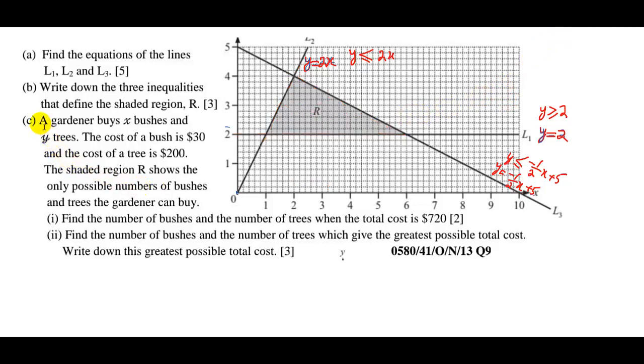A gardener buys x bushes and y trees. The cost of a bush is $30 and the cost of a tree is $200. The shaded region R shows the only possible number of bushes.